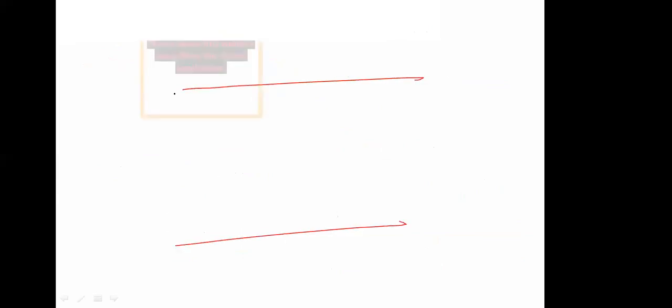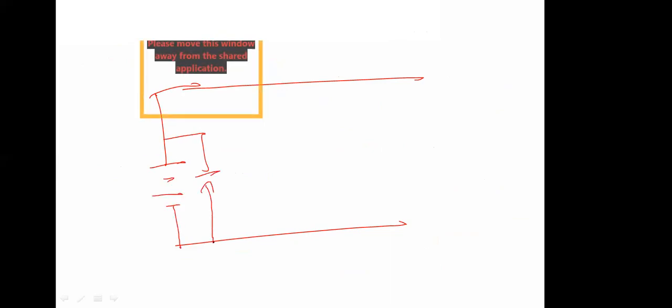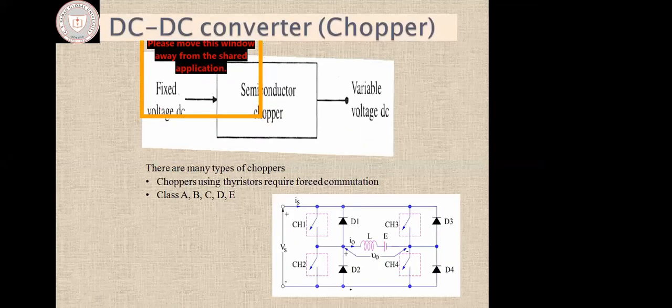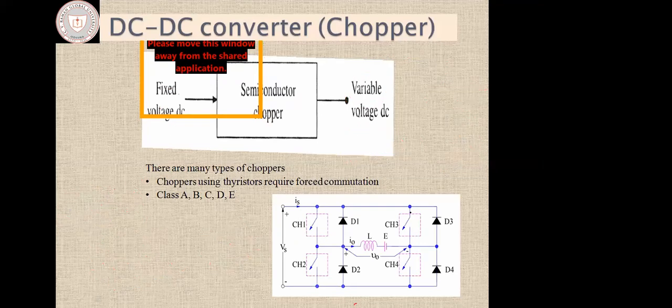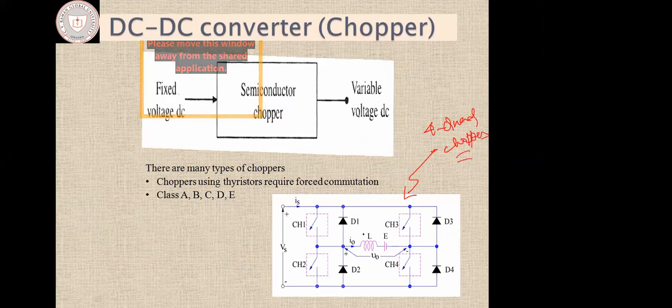So a 4-quadrant chopper would be, say this is another capacitor, and then this would be, I have already done it here. So this would be a, just a second. Yeah, so this would be a 4-quadrant chopper, right? This will be a combination of 2 class C choppers, right?